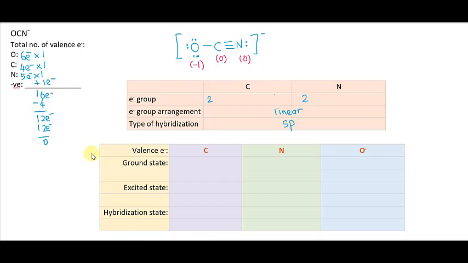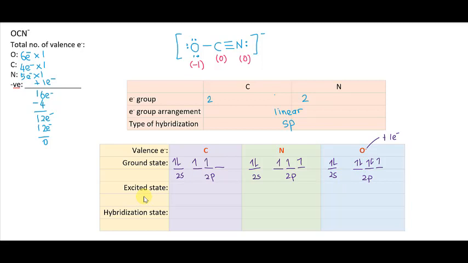Then draw the valence electron orbital diagram of carbon, nitrogen, and O- at ground state. For carbon, we have 2s2 and 2p2. Nitrogen, 2s2, 2p3. For O-, remember, we need to put it as O- because the formal charge is negative 1. So for the O-, we need to add 1 electron, so it will become 2s2 and 2p5.